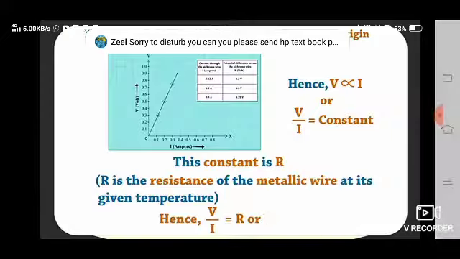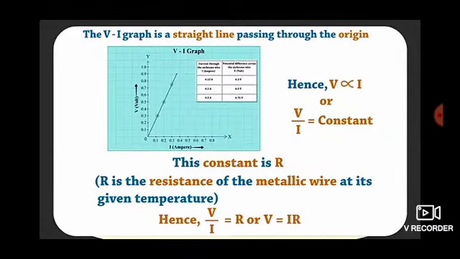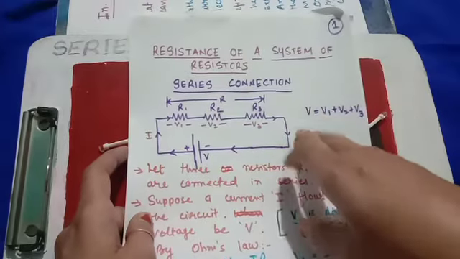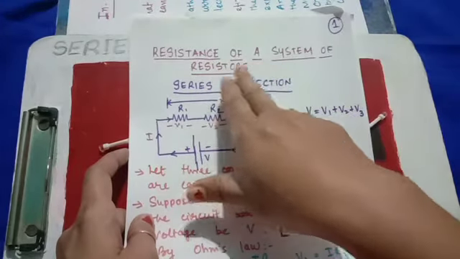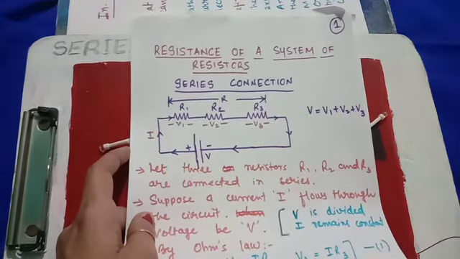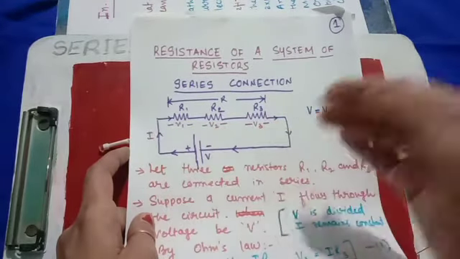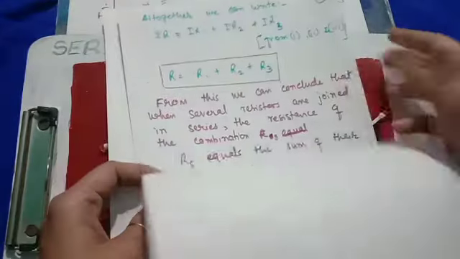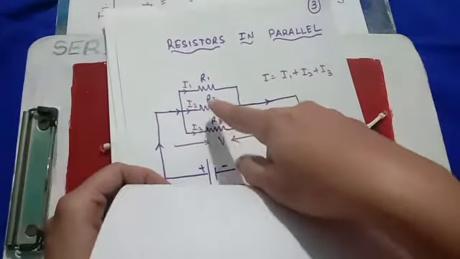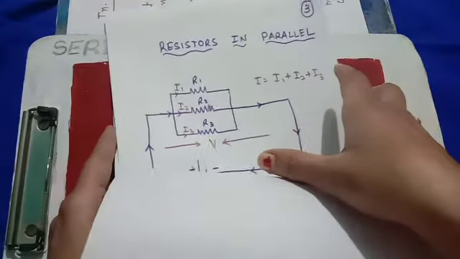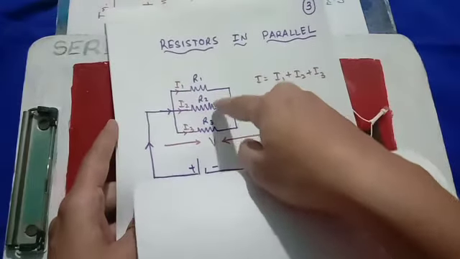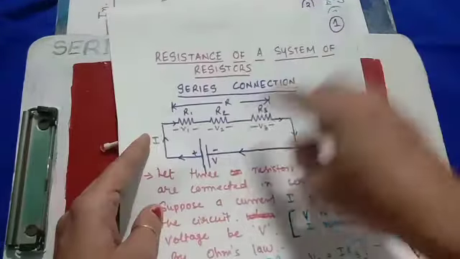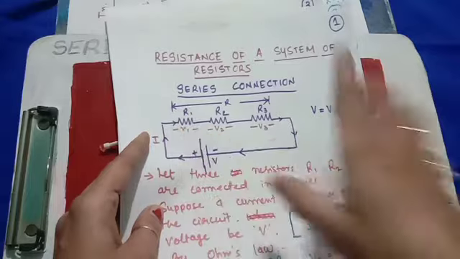Hence, V by I is equal to this formula. The next topic is resistance of a system of resistors. That means if I join resistors in a straight line, that we say series, or in parallel, then how much current is flowing, or what will be the total resistance for the circuit given.